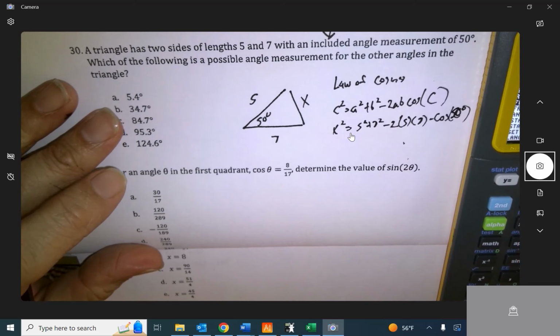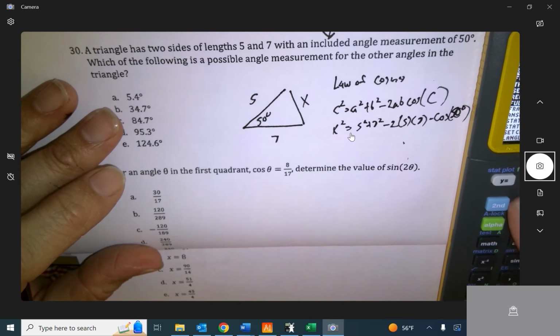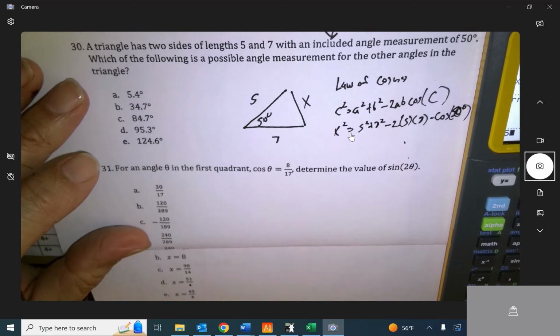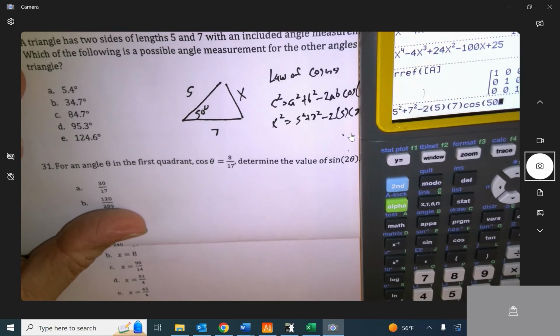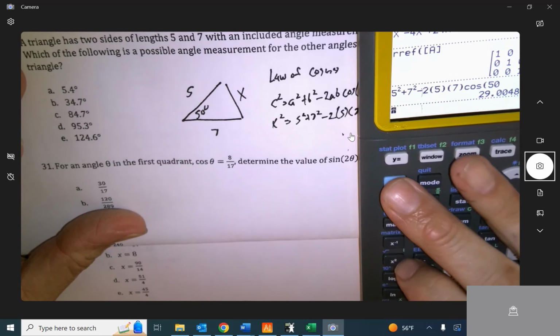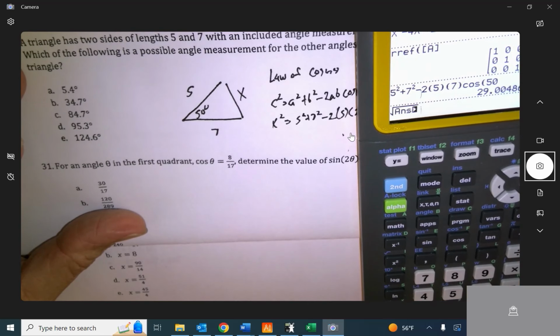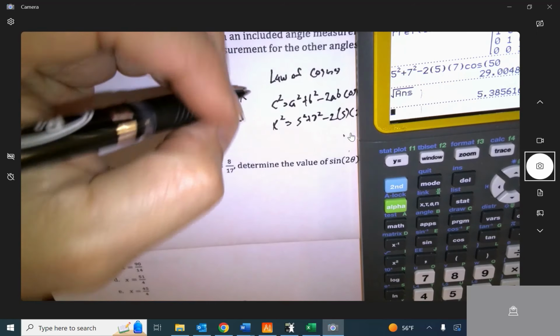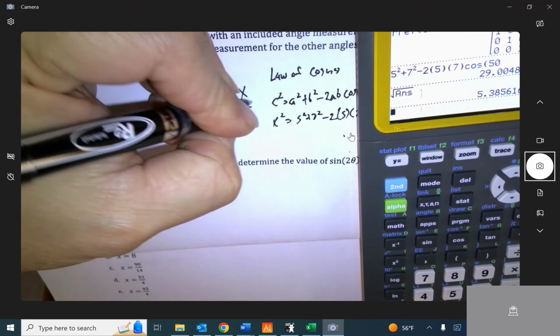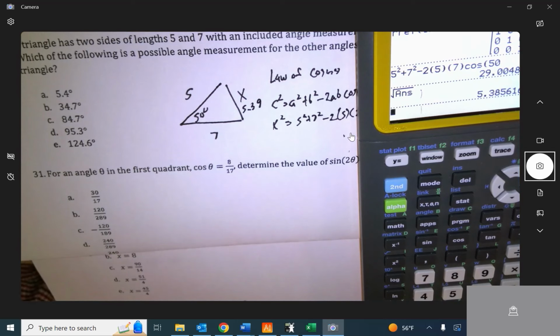So let's go to mode, degree. We got 5 squared plus 7 squared minus 2 times 5 times 7 times the cosine of 50 degrees. Then we take the square root, and we get 5.39. Now how does that help me? Because now I can use law of sines.